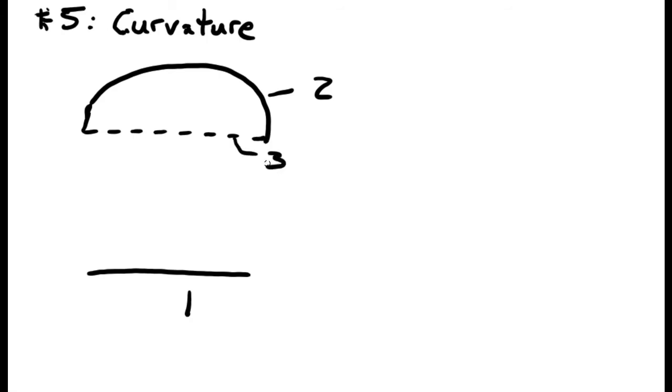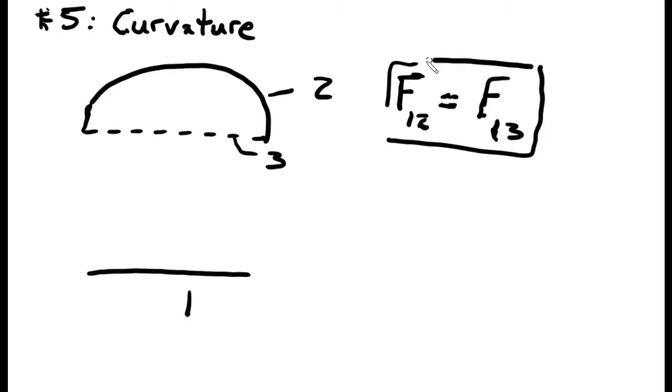Surface 3 doesn't really exist. It's not physical in any way. But we could draw it and call it a pseudo-surface. Okay? Now, the view factor from surface 1 to 2, right? So the fraction of energy leaving 1 that's going to hit surface 2 is going to be the same as the view factor from 1 to 3. This we'll call the curvature rule.